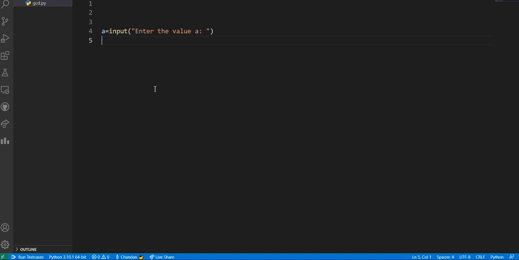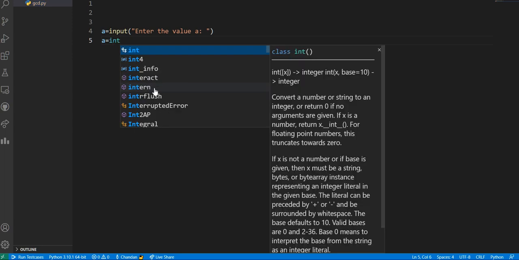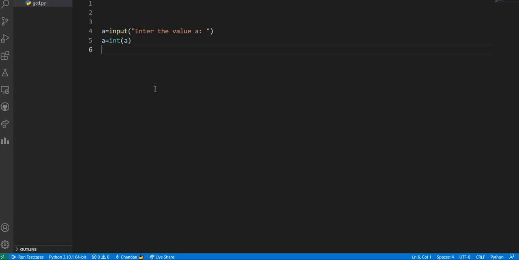Then I will convert this. In Python, if I take any input value, it will be taken as a string, and if I write 1 2 3 or some name, the type is decided by that. So we need to typecast here, that is, convert that into int: a equals int of a. Now similarly we will do for B.